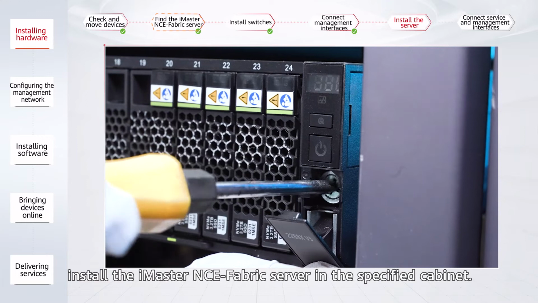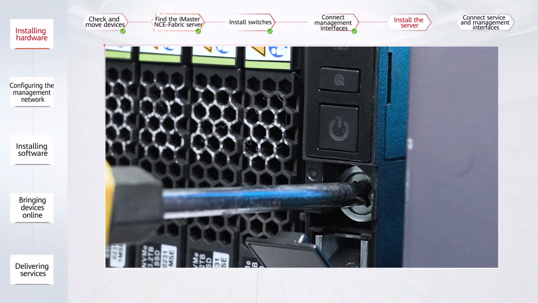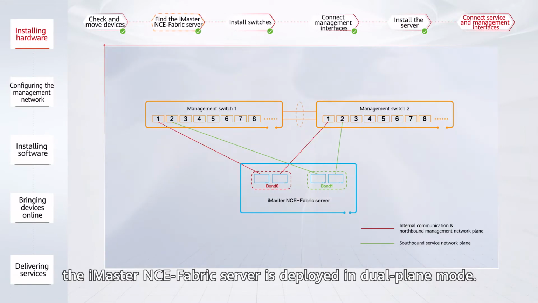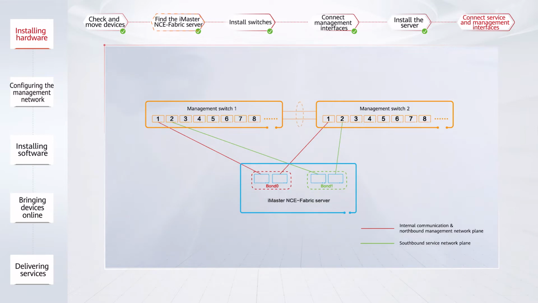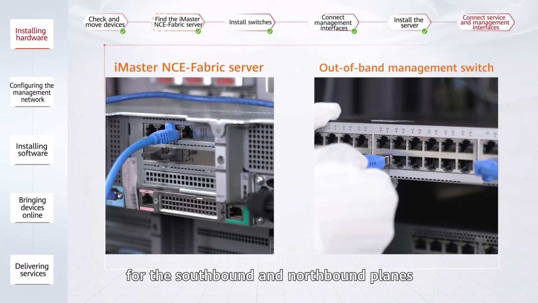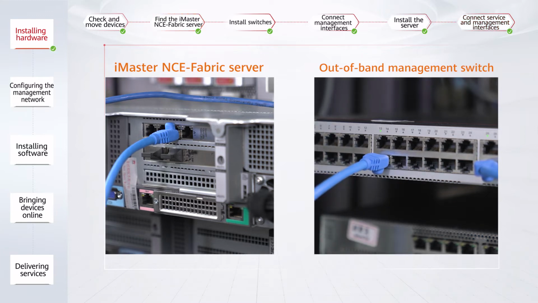Next, install the iMaster NCE Fabric server in the specified cabinet. According to the network plan, the iMaster NCE Fabric server is deployed in dual-plane mode. For this reason, connect the Ethernet cables for the southbound and northbound planes to the out-of-band management switches.